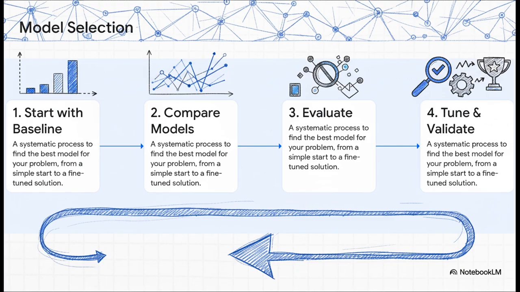So how do you actually pick the right model? Well, it's not guesswork, it's a process. You always start with a simple baseline, something easy that gives you a number to beat. Then you bring in the heavy hitters, the more complex models, and see how they stack up. Once you've found a promising candidate, then you can spend your time tuning and tweaking it to squeeze out every last bit of performance. It's a methodical process.